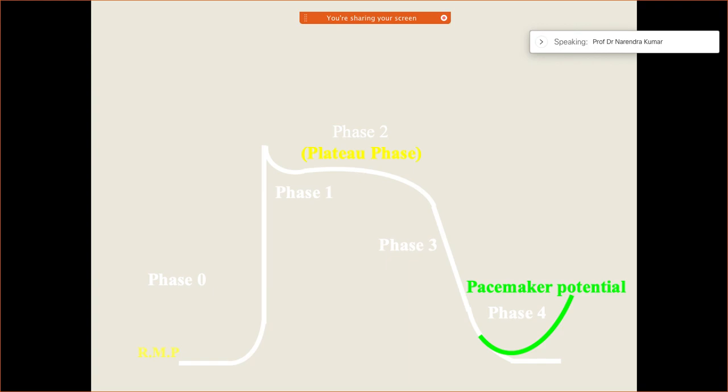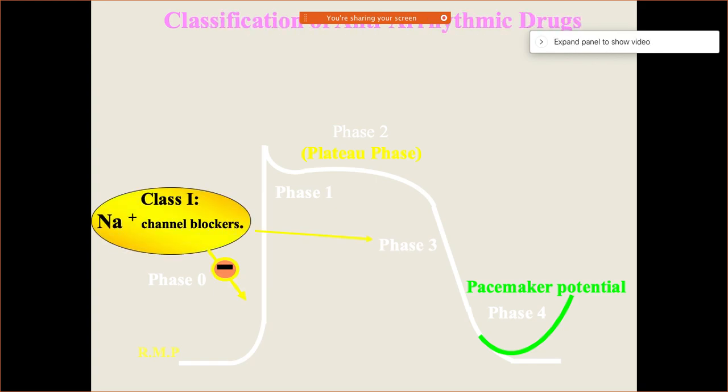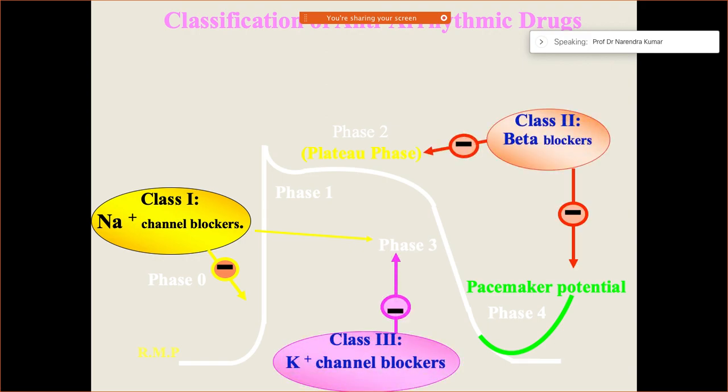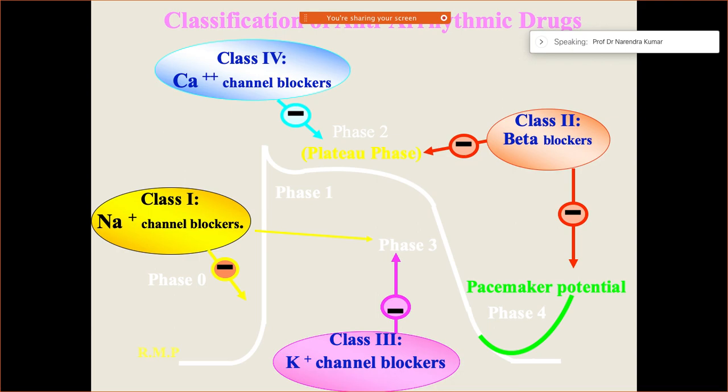So this is the beautiful diagram which is going to help us all understand how the classification of the antiarrhythmic drugs has been done and why it has been done. So class 1 belongs to the sodium channel blockers, right? Affecting these two phases. Then comes the beta blockers, affecting over here, and the third one is potassium channel blockers, and finally comes the last one, the calcium channel blockers.